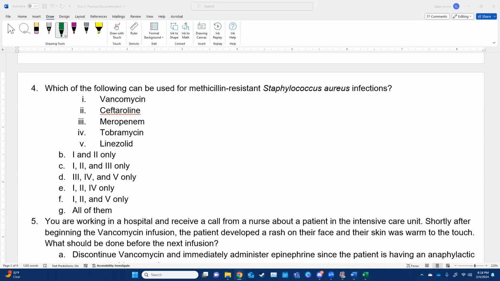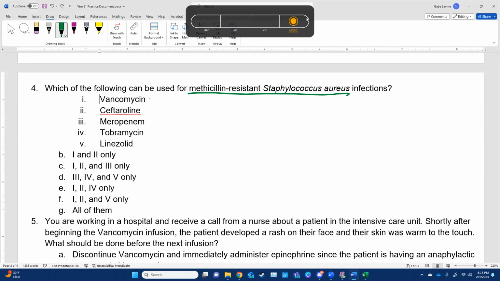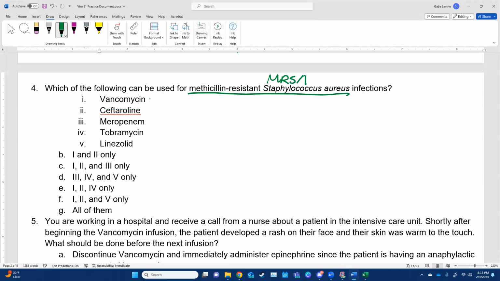All right. Which of the following could be used for methicillin-resistant Staphylococcus aureus infections? This is a question that I pulled directly from one of her review packets, so this is a very big Rudolph question. So when we talk about methicillin resistant, we're talking about MRSA. So what about Vanco? Can we do Vanco? Yep, 100%. I see Teflaro, which is ceftaroline.